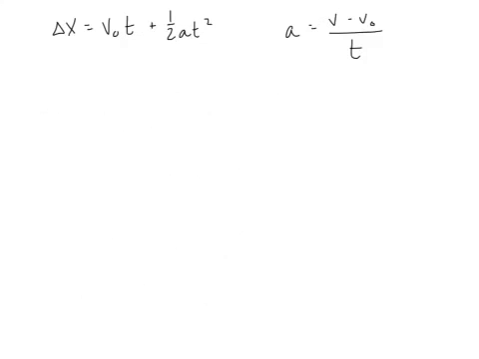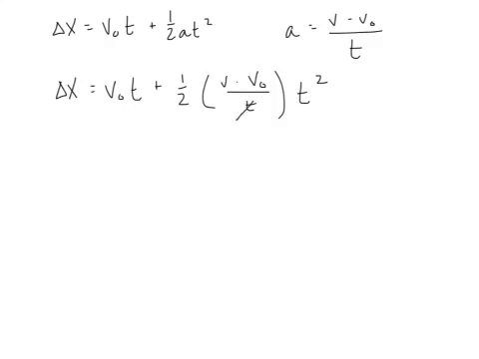For our final kinematic equation we're going to use the first two again, so I've taken the first one and rearranged it to solve for a, and then I've taken my second kinematic equation right there and I'm going to plug my value for a into that other kinematic equation, and so I get delta x equals v naught t plus 1/2 times v minus v naught over t times t squared. So that this t and that squared cancel out.